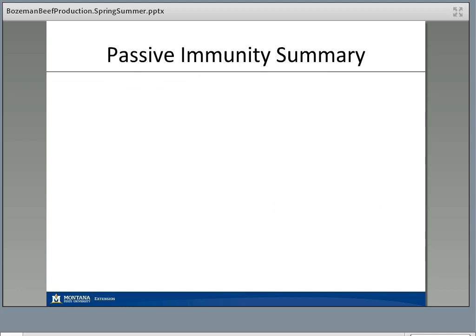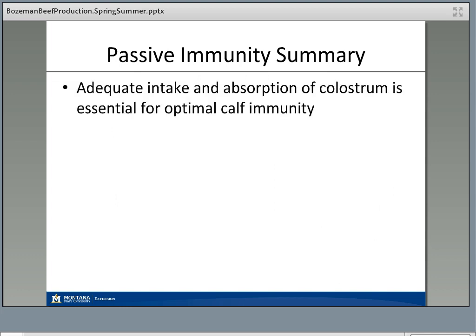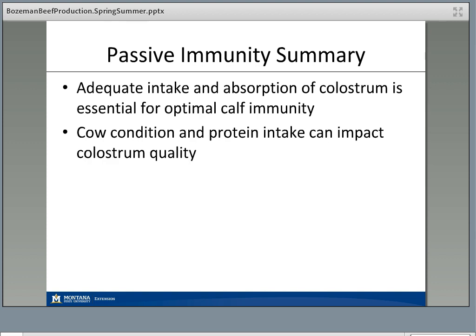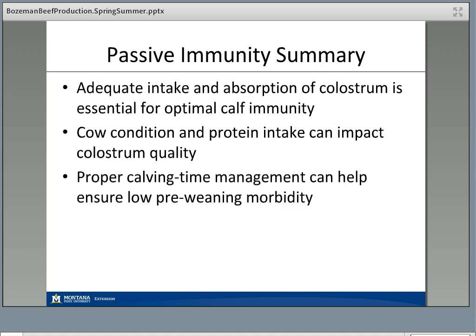So in summary then, in regard to passive immunity, we have to have enough colostrum in the calf, and it has to be early in their life so we can have adequate absorption of that colostrum in order to set them up for a successful immune system for the rest of their life. Both cow condition and protein intake of the dam's diet can impact the quality of colostrum and how well the calf actually can use it. So we certainly can intervene here and have proper calving time management to help ensure low pre-weaning morbidity. So we want to make sure we limit the number of times we have to doctor those calves before weaning.